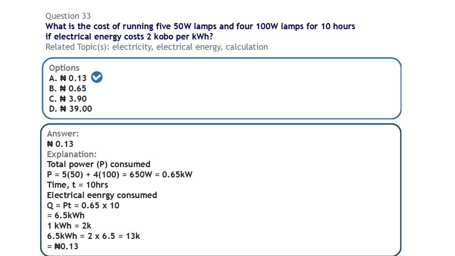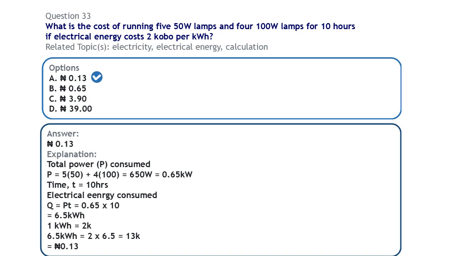Then we convert this to kilowatts. So how do you convert from watt to kilowatt? We divide by 1000. So if you divide this by 1000, you are going to get 0.65 kilowatts. Then we are given that these lamps run for 10 hours. So the electrical energy that they will consume will be the power that they consume times time. Q represents electrical energy, and it will be equal to the total power consumed times time, and that here will be equal to 0.65 kilowatts times 10 hours.